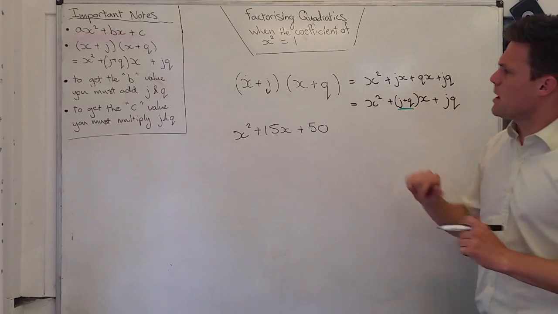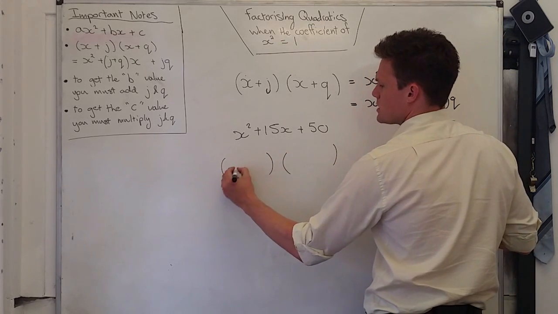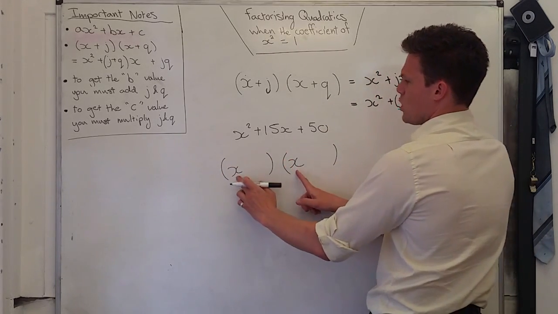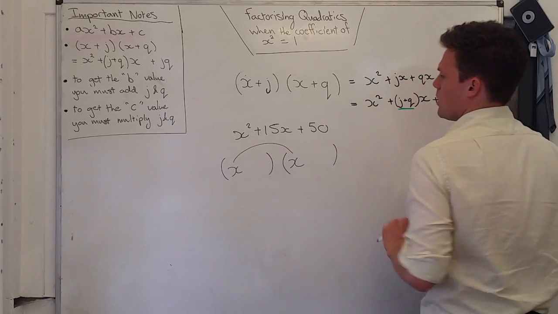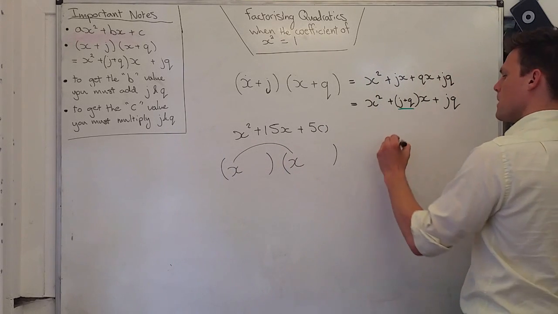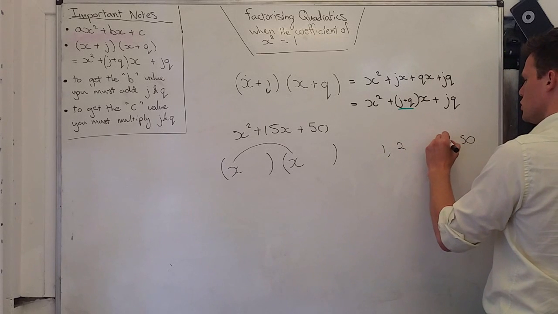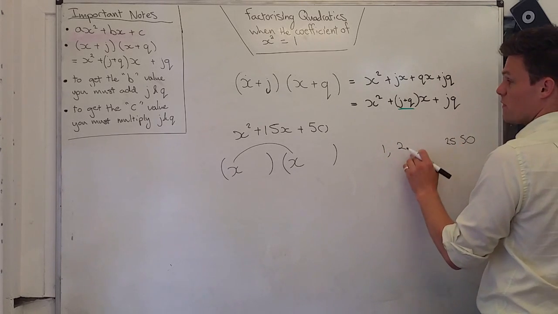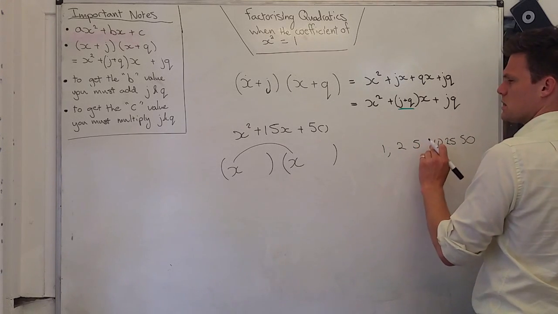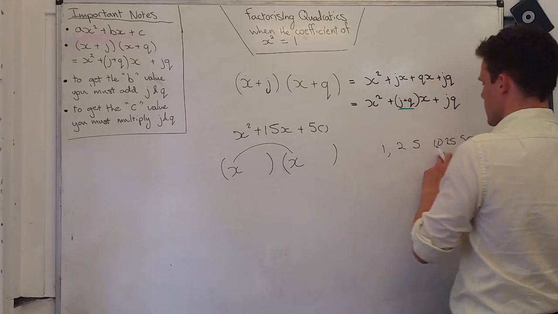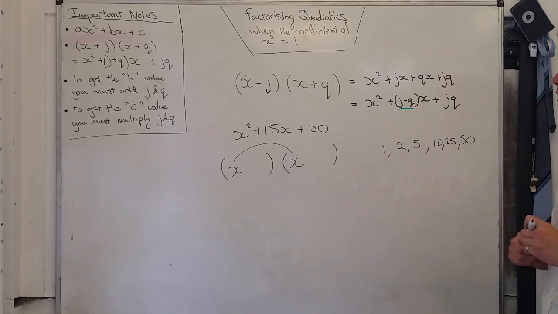Again, I know that it's going to come out into two brackets. I know that I'm going to have an x value here and an x value here, because that's the only way I can get x squared when I do x times x. And now I need to think, well, what are the factor pairs of 50? So I start writing down 1 and 50, 2 and 25, 3 doesn't go, 4 doesn't go, 5 goes, 5 and 10, 6 doesn't, 7 no, 8 no, 9 no, and 10, we're back at the 10. Alright, so there are our 6 factors of 50.